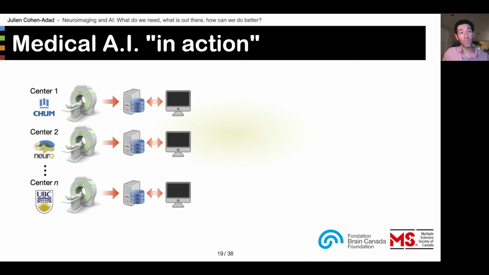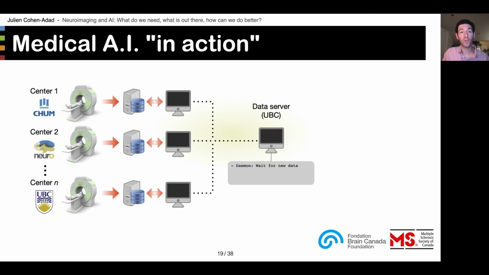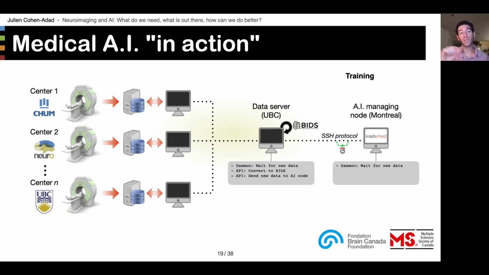These raw data are continuously sent to a centralized server, or UBC, and there they are QC'd and converted to BIDS. BIDS datasets are sent to an AI node located in my lab in Montreal using SSH protocol and Git Annex technology to version and track the data. There, the existing model is updated with transfer learning and continuous learning scenario, and QC to make sure it does not deviate too much from the existing model.